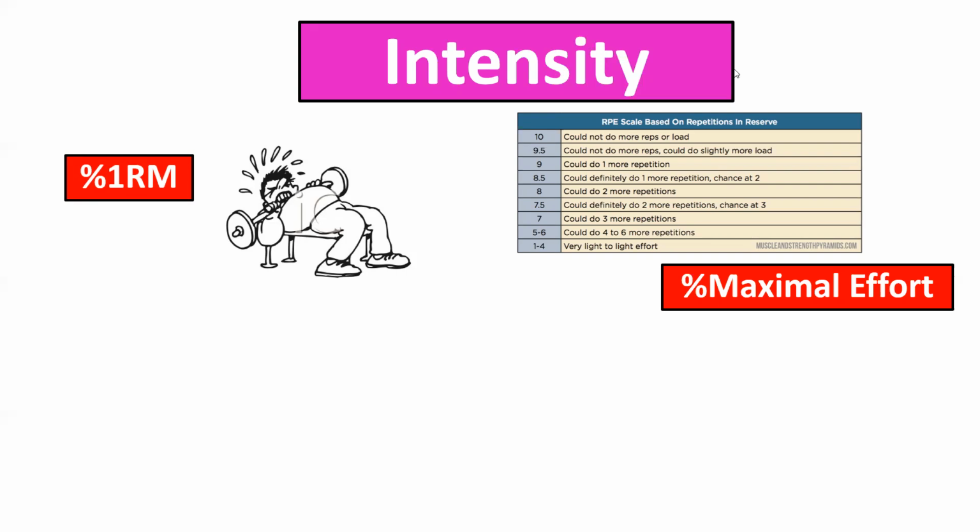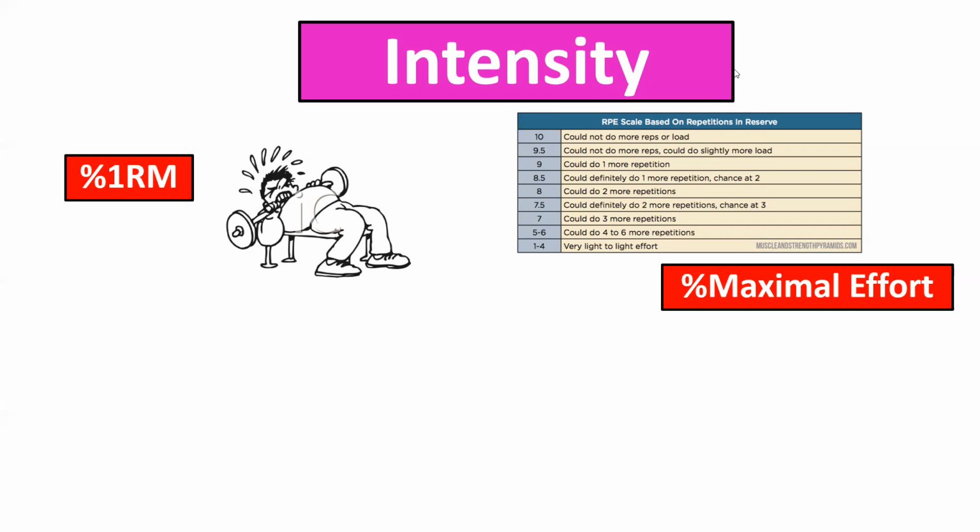but we may use things like percent maximal effort or RPE, rating of perceived exertion, based on repetitions in reserve. It is a high quality way, and it is very similar to our 1 repetition maximum, but it's a little bit more fluid based on the day. So a 10 out of 10 RPE means that I could not do any more repetitions, or any more weight, for that number of prescribed repetitions at that intensity. So that would be a 10.